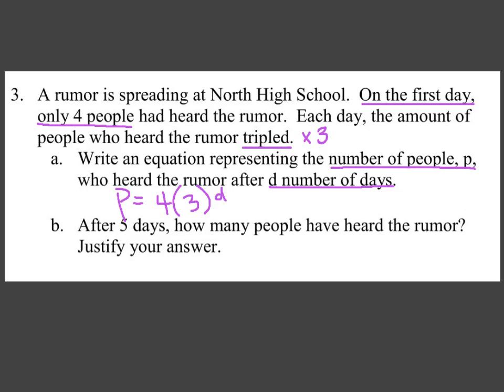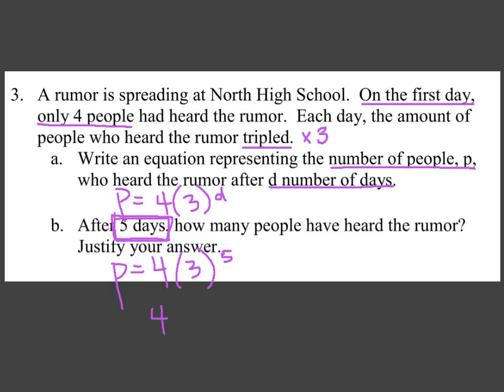Now part B says, after 5 days, how many people had heard the rumor? Justify your answer. So I'm going to use this equation that I just wrote above. So P equals 4 times 3. But instead of using the D as day, I'm going to use 5 days, because I want to know how many people have heard the rumor after 5 days. And then I can go ahead and type this in my calculator.